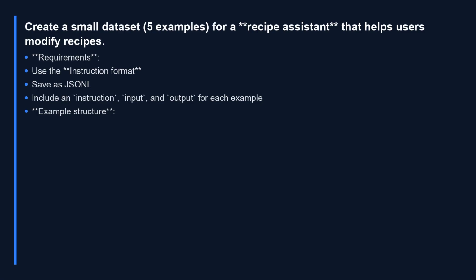Hands-on exercise. Time to build something real. Your task is to create a small data set, 5 examples for a recipe modification assistant. The assistant takes a recipe and modifies it according to a specific constraint. Use the instruction format with all 3 fields: instruction, input, and output. Save it as JSONL. Here's what one example looks like.